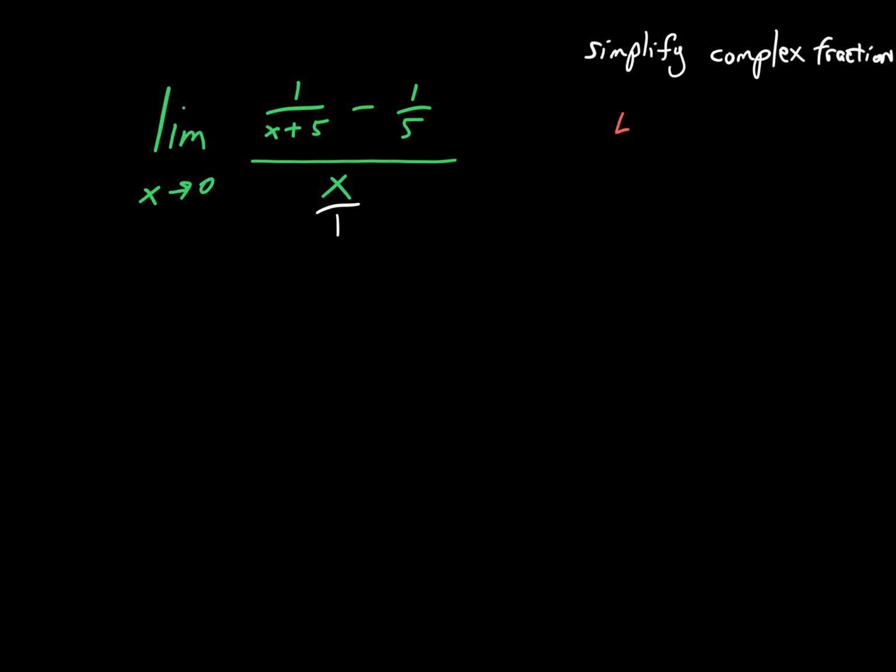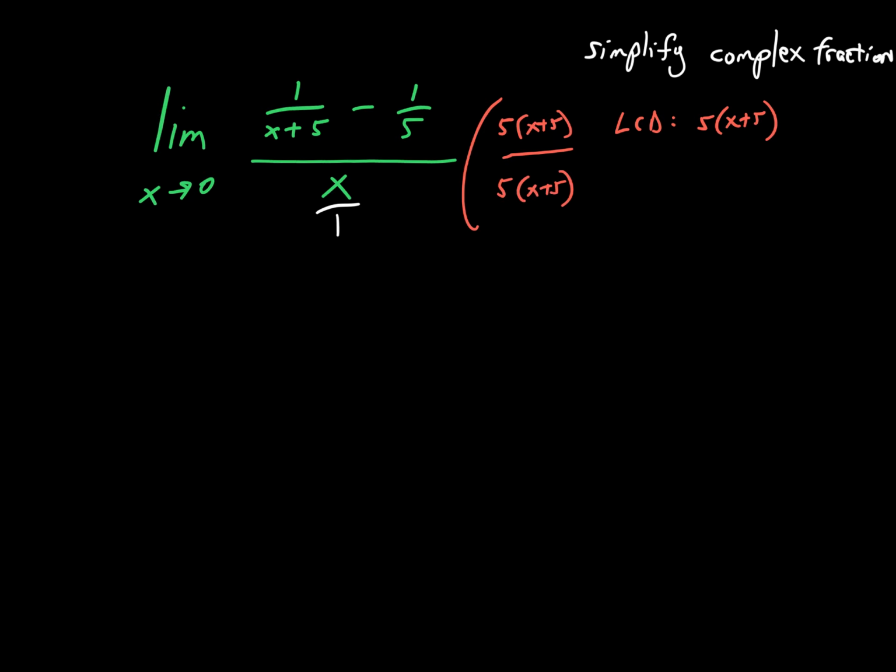So the lowest common denominator is going to be a 5 times an x plus 5. Don't make that 5x plus 25 because you're about to cancel those simple factors out. Here's what you're going to do next. You're going to multiply the top and the bottom by the same value.